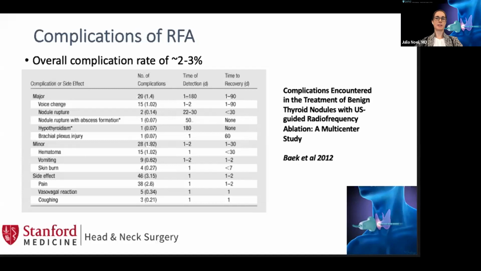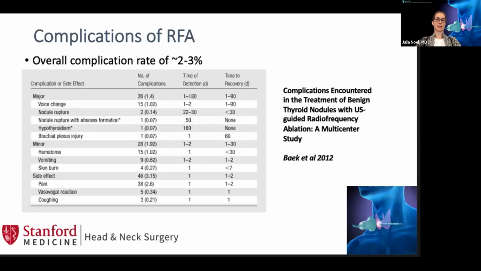Nodule rupture is uncommon and thought to be the result of delayed bleeding and subsequent tearing through a weak point in the capsule of the nodule. But one of the real advantages of RFA is the ability to preserve normal thyroid parenchyma, which results in a drastically lower risk of hypothyroidism compared with surgery. And you can see here that out of these almost 1,500 patients, only one developed hypothyroidism in the follow-up period. Other types of nerve injury are rare but reported and can include injury to the brachial plexus or sympathetic chain. And the more minor complications and side effects are for the most part self-limiting and can be managed conservatively.